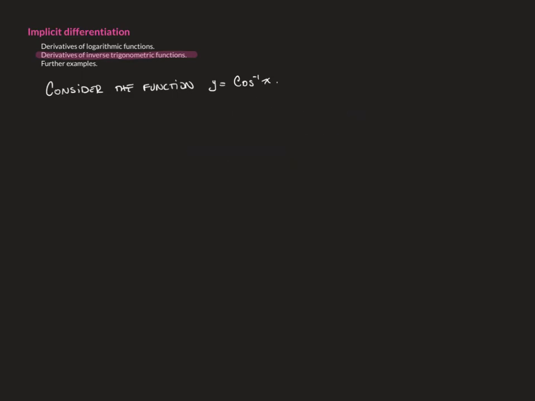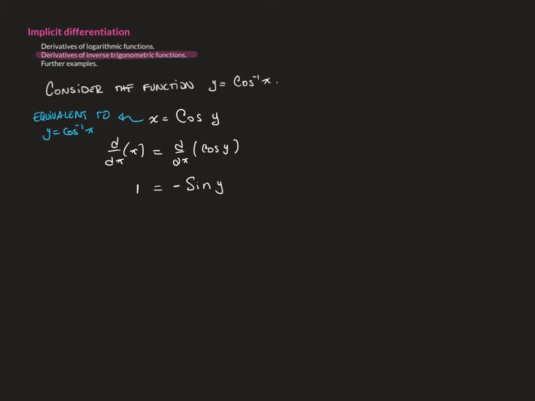To start, we're going to do the same thing we did before. We're going to consider the equivalent expression but in the form of cosine. So that is going to be x equals cosine of y. At this point, we're going to differentiate implicitly. So the derivative with respect to x of x is equal to the derivative with respect to x of cosine of y. On the left side, we get 1. On the right side, we get minus sine of y times the derivative of y.